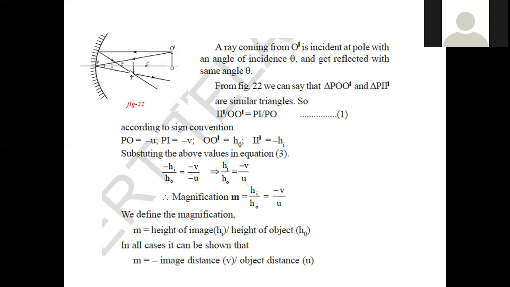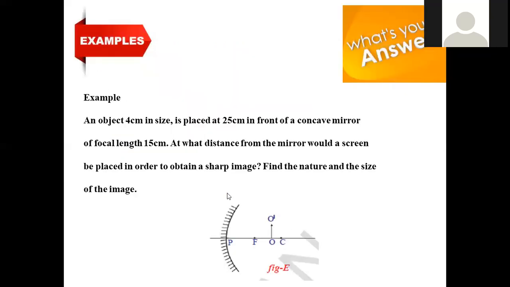We are going to take the object and apply the sign convention for distance and height of the object only. With respect to the height of the object and the height of the image, we are going to draw this relation. Now we are going to see the application part.